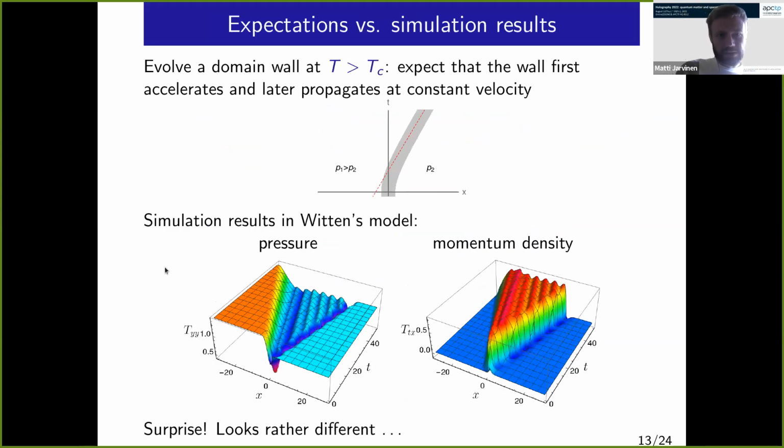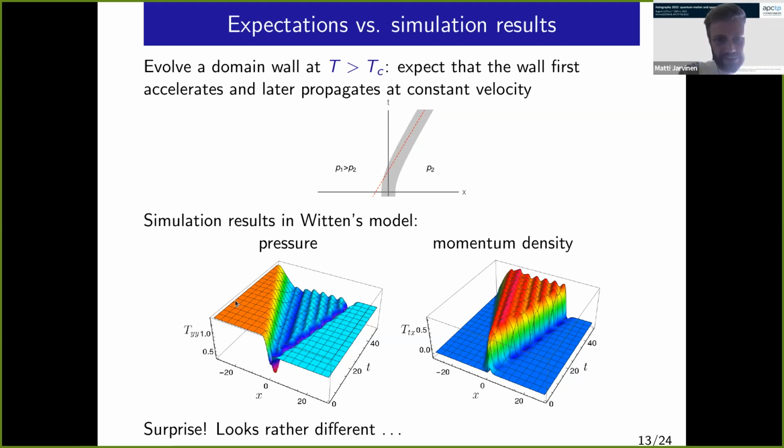So we took a domain wall and just went to a temperature which is higher than the critical temperature and saw what happens in this hydrodynamic model that we have. And you might expect that the domain wall starts to move, first accelerates and then later propagates at constant velocity. But actually what you see in the simulations is quite different.